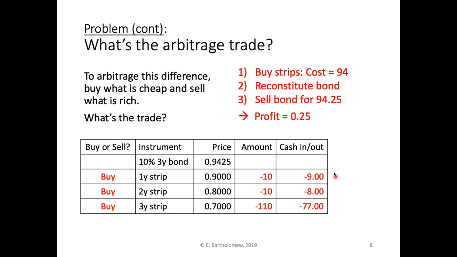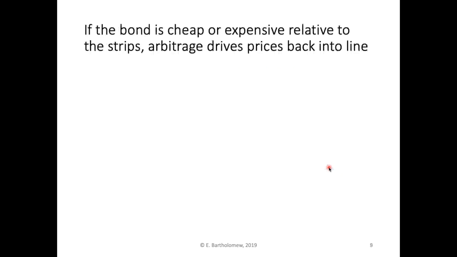So seeing the specific trade here, we buy each of these, and this is the total amount we would pay, a total of $94. Then we reconstitute it and we sell it for $94.25 and realize a gain of 25 cents. So we would do this forever, and this is what drives the prices back into alignment.